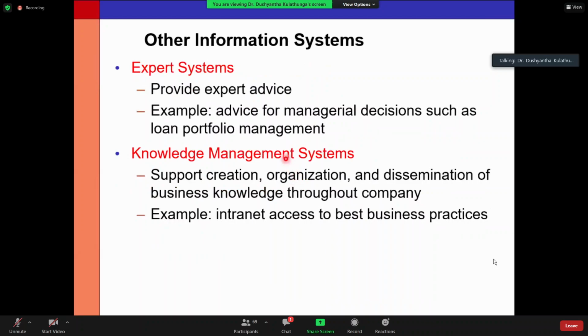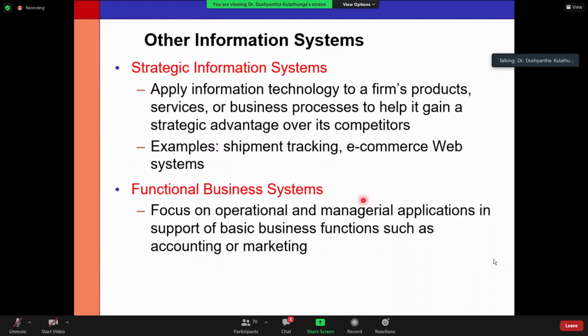Now, is it clear about knowledge management systems? Okay, shall I move forward then? It seems no questions. Then strategic information systems.